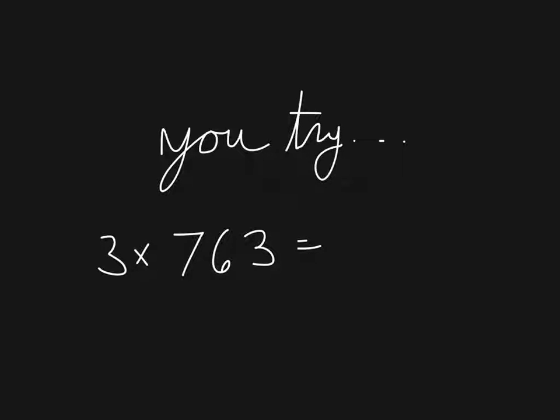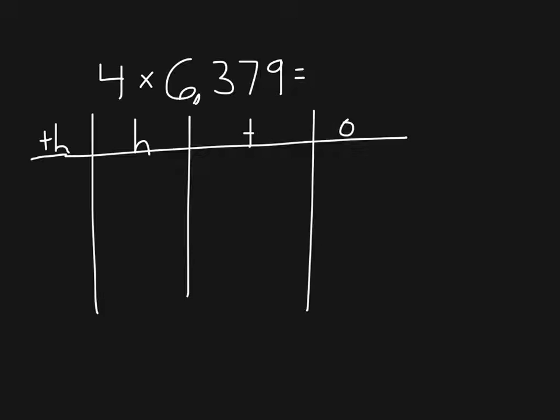It is your turn to try. This is 763 times 3, or 3 equal groups of 763.